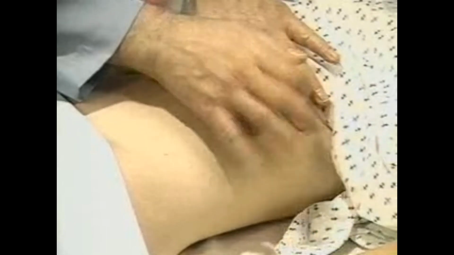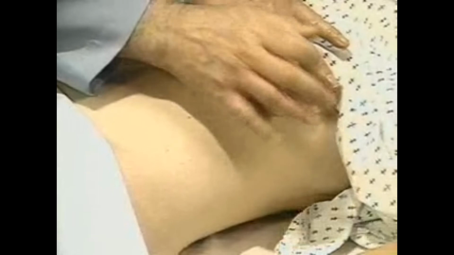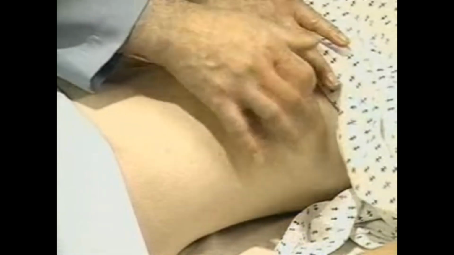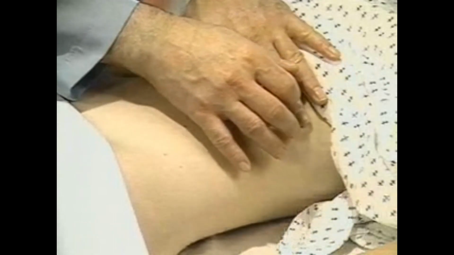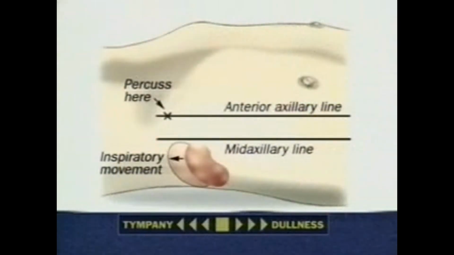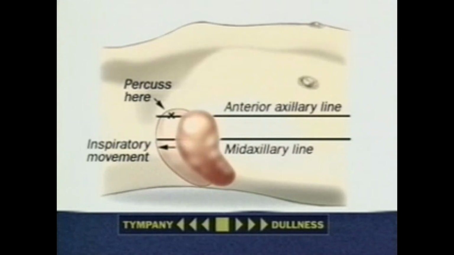If tympany is heard, ask the patient to take a deep breath. All right, now let it out, as you continue to percuss in the same place. When spleen size is normal, tympany usually persists, and the sign is considered negative. An enlarged spleen is then very unlikely. When the spleen is enlarged, tympany often changes to dullness. This is a positive sign. This sign may be falsely positive, but it indicates careful palpation.